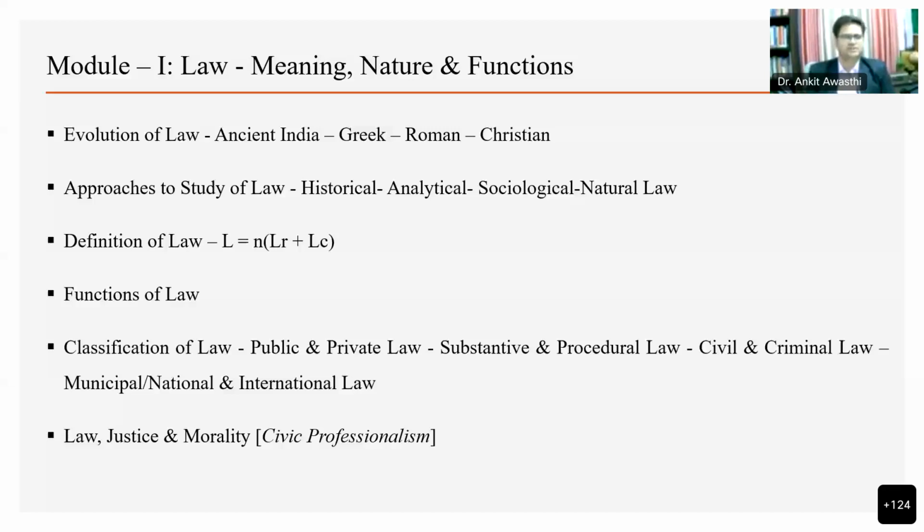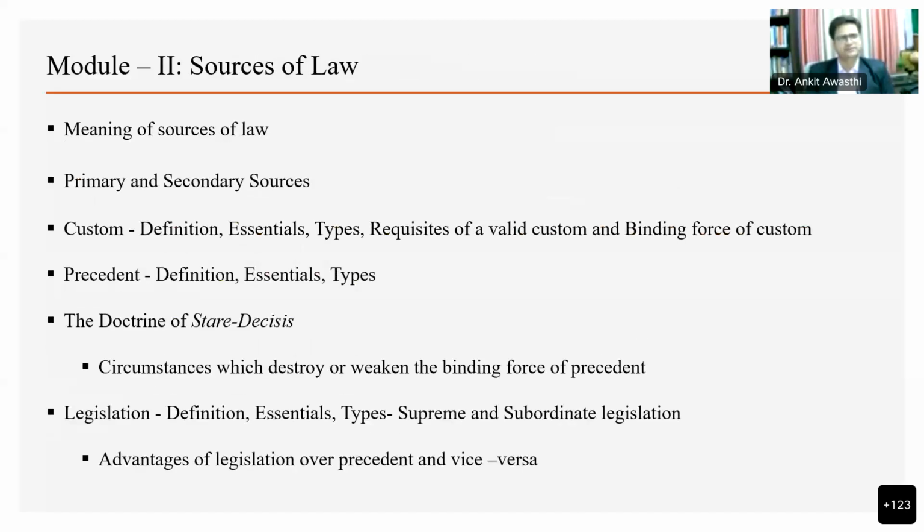Then sources of law, which we have to discuss: the meaning of sources of law, primary and secondary sources. Then the different heads which I have mentioned, like customs, their definitions, essentials, types, requisites of valid custom and binding force of custom, then precedent, definition, essentials and types, then the doctrine of stare decisis. While dealing with the doctrine of stare decisis, we have to give more emphasis to the circumstances which destroy or weaken the binding force of the precedent.